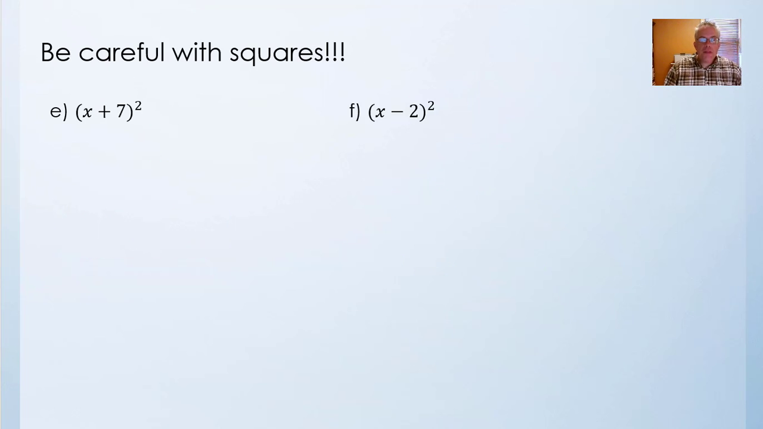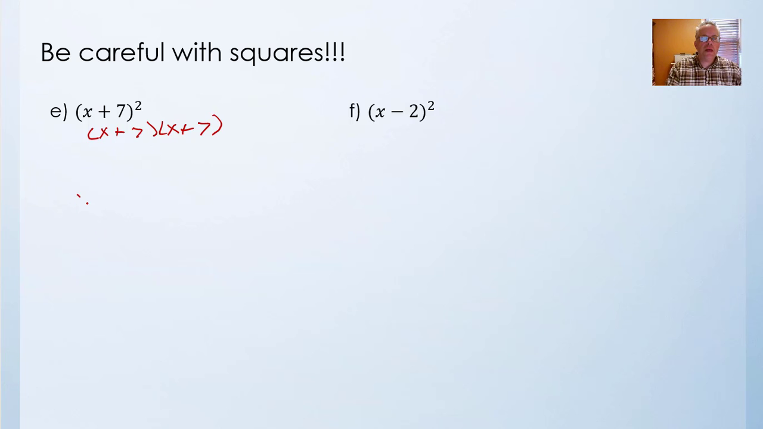Okay, this is just a quick reminder that you've got to be careful when a binomial is raised to the second power. This is not equal to just x squared plus 49. What you have to remember is that this is equal to x plus 7 times x plus 7. And then you can use the box method or everything with everything. So I'm going to do everything with everything.